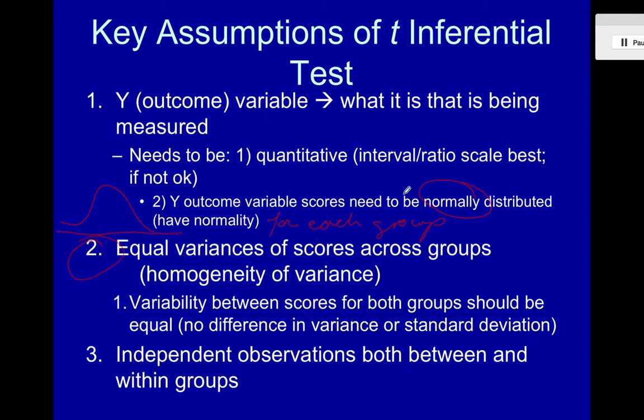Our second key assumption or requirement for our t-test is that we have to have equal variances of scores across groups. We also call this the homogeneity of variance assumption, and essentially what it suggests is the following. The variability between the scores of both groups should be equal. In other words, if I look at the variance or the standard deviation of group 1 versus that of group 2, we should have similar spread of our scores.